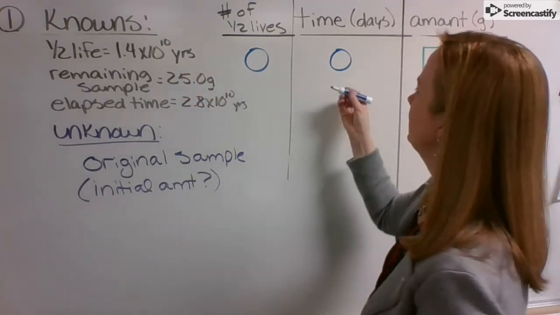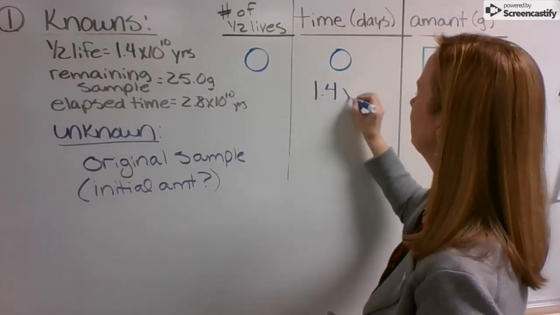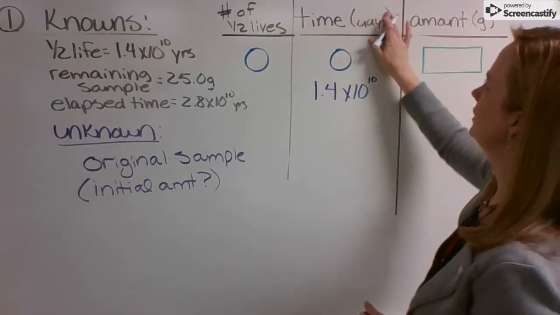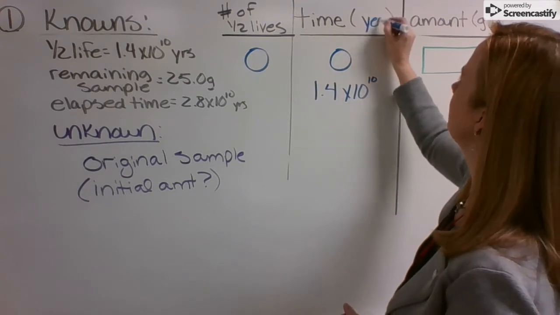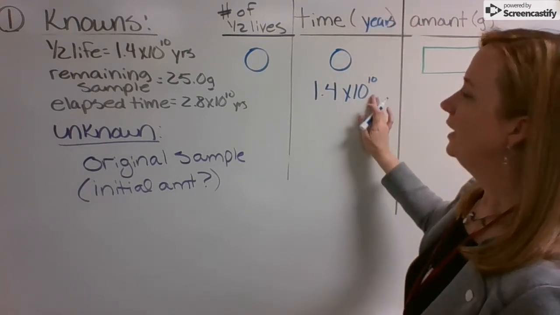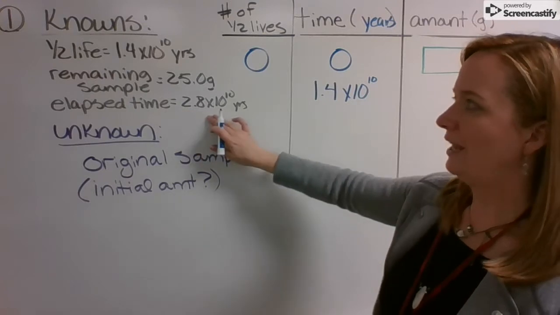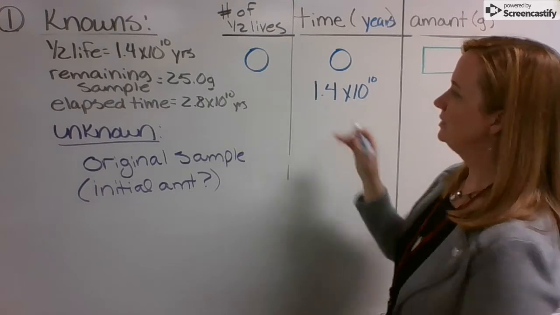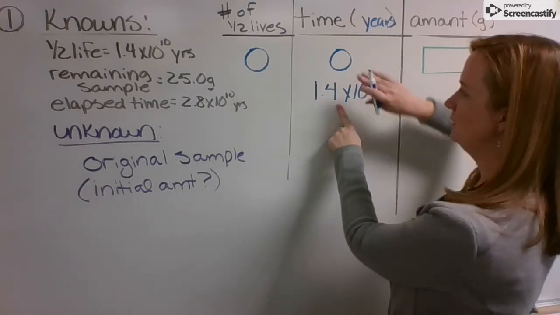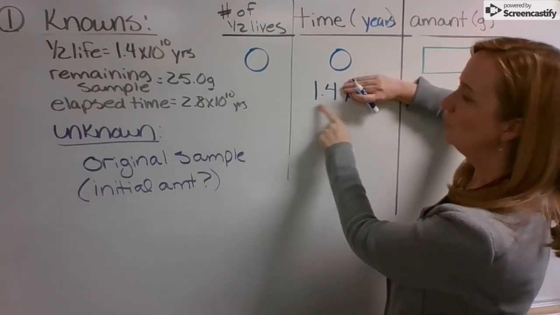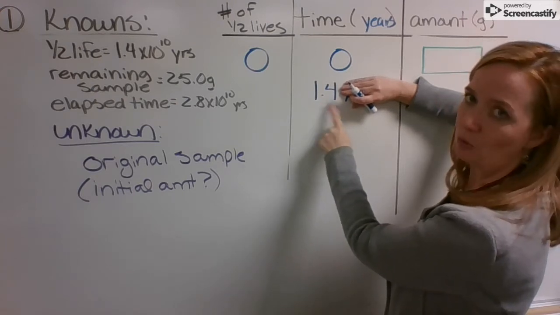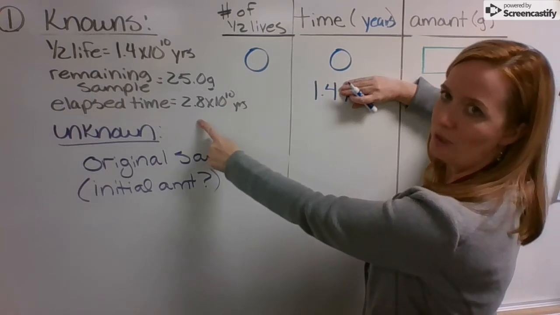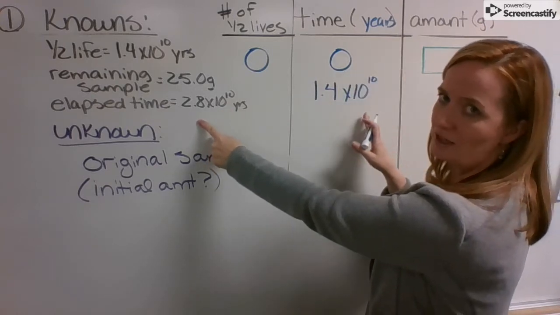each half-life, is 1.4 times 10 to the 10th years. Oh, we'll change that to years. Now I'm going to go down to 2.8. So some of us may not like exponents, but if you take a look, what happens if I say 1.4? So we're just going to disregard the times 10 to the 10th. So 1.4 times 2, or 1.4 plus 1.4, it's going to give me 2.8 times 10 to the 10th.